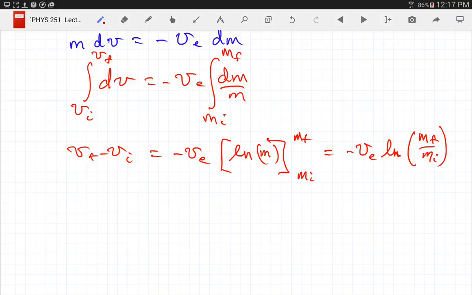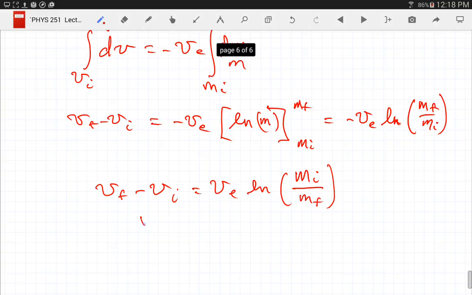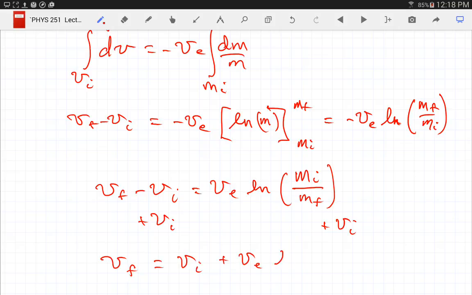Log of a over b is minus log of b over a. So I can rewrite this as v final minus v initial equals the speed of the exhaust times the natural log of the initial mass divided by the final mass. And then the last step, of course, let's add the initial speed to both sides. And we have the final speed of the rocket is equal to the initial speed of the rocket plus the speed of the ejected material, natural log of the mass it starts with, divided by the mass it ends with.